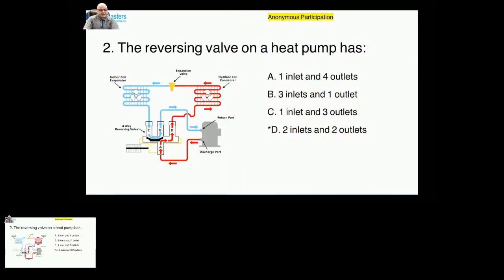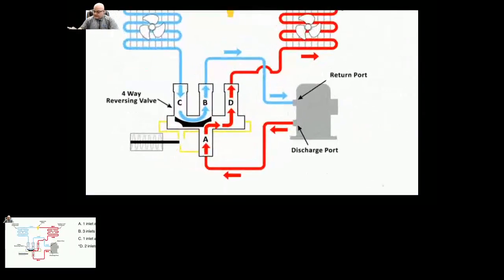All right, so the correct answer is actually D, which is 2 inlets and 2 outlets. And how is that working? Well, if you look at the arrows here, I got 67% correct answers, by the way, for this. Thank you for participating and answering. So as you can see, there is 1 inlet here, another inlet here, and then you have 2 outlets.